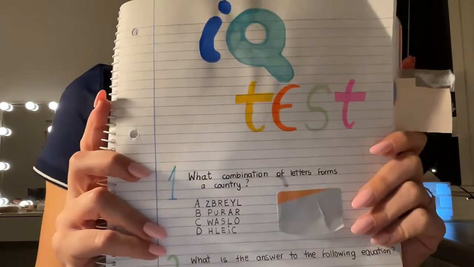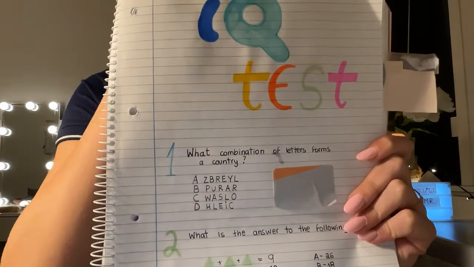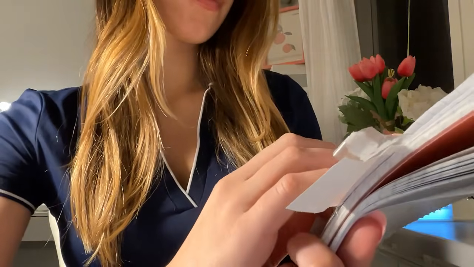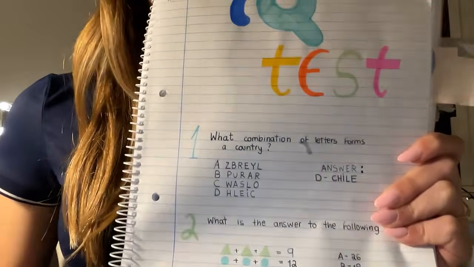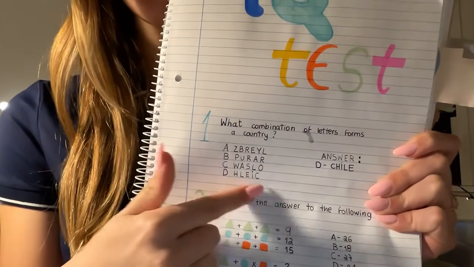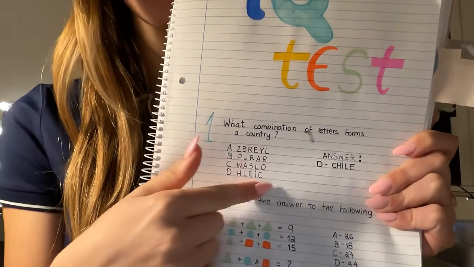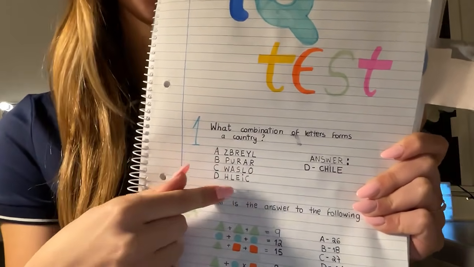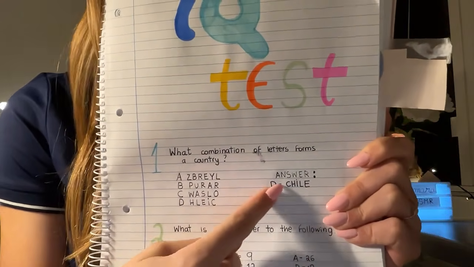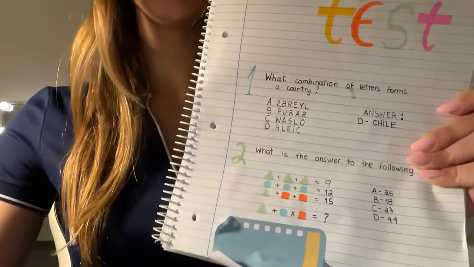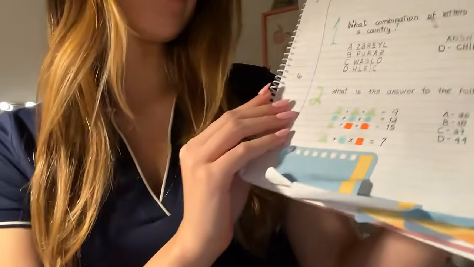Okay, should we check the answer? So, let's see. And the answer is D. So if you take a look at the letters that form answer D, you'll see that if you arrange them properly, you'll be able to write Chile. Okay, really good. Let's move on to question number 2.